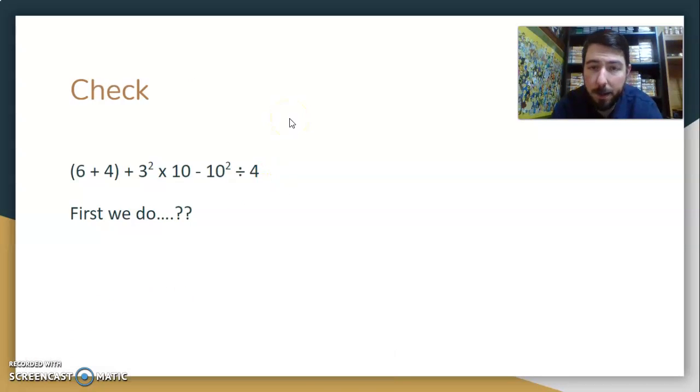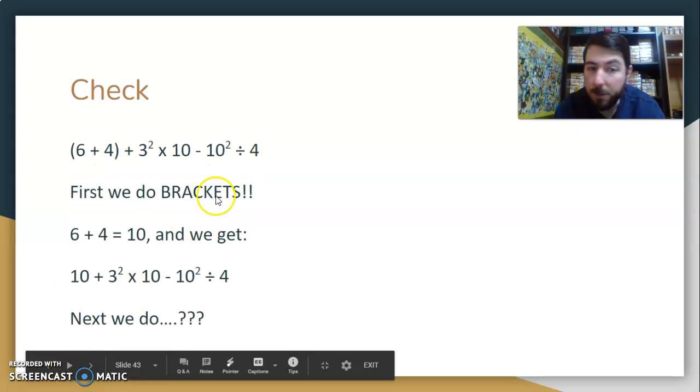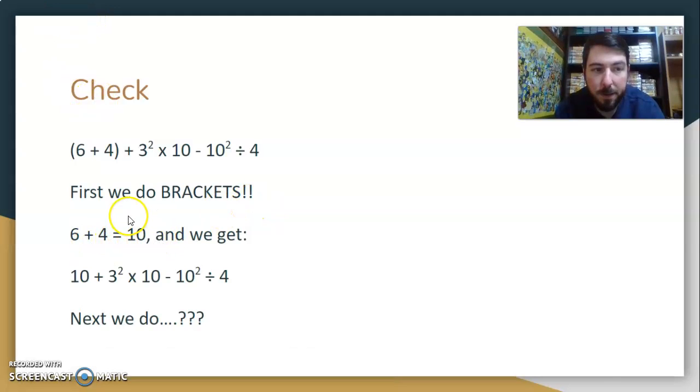Here's another question that was in the notes. I think it was in the notes anyways. Again, we're going to solve it using BEDMAS. So what's the first thing we do? Well, there are brackets here, so let's do that first. First we do brackets. 6 plus 4 equals 10. So instead of this 6 plus 4, I'm going to replace that with 10.